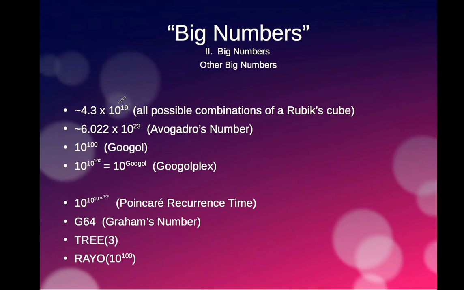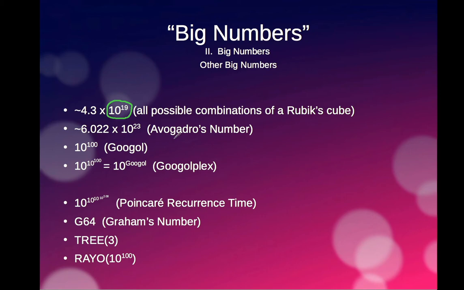So like 10 times 10 times 10 times 10 times 10 times 10 times 10, and I'm not going to go all the way to 19. But a shorthand way to think of this is that if you were to write it out, it's really a 1 followed by 19 zeros. If that feels a little weird, you can think of it as roughly 43 quintillion possible combinations. All possible combinations of a Rubik's Cube.